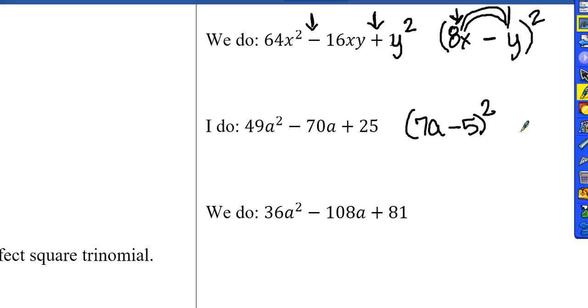I have 7a minus 5 quantity squared. With a quick check, square it, 49a, multiply it again, add them together, negative 70a, square it, 25. So it's good. All right, so we're going to move on to this last problem.